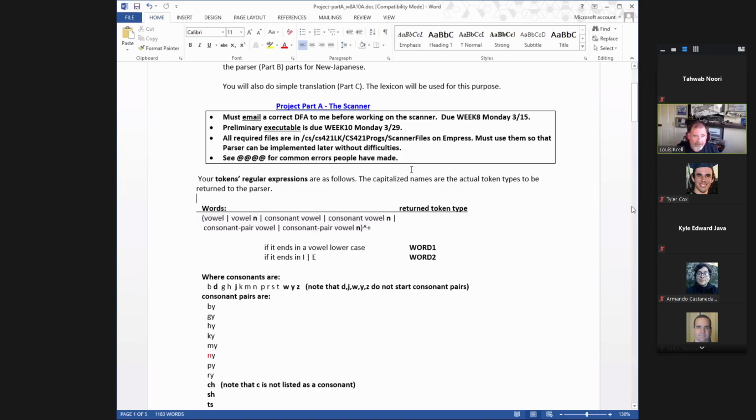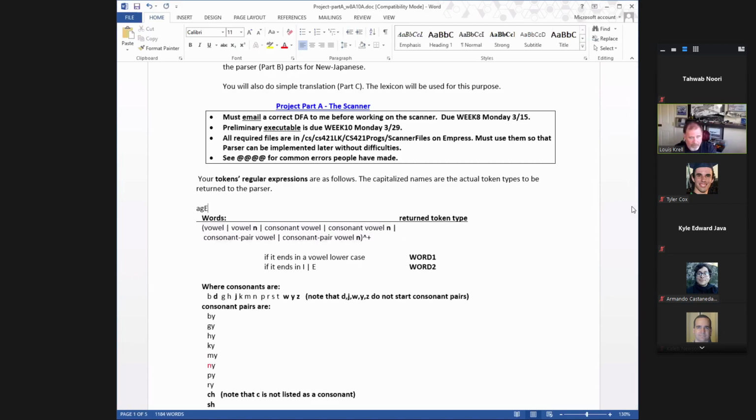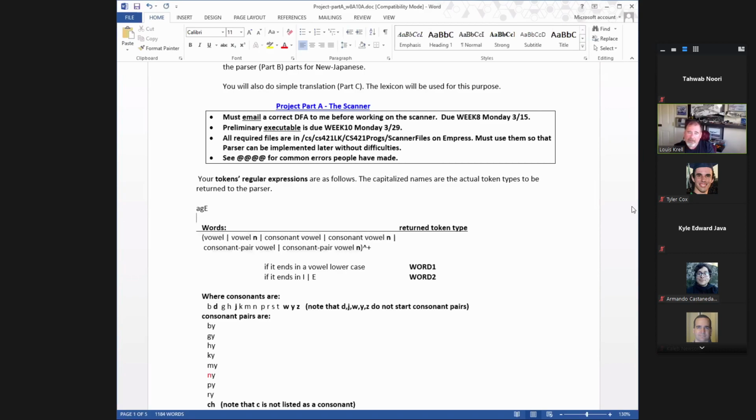Because what you're going to find is there's a Japanese word, AGE, which is a vowel, a consonant, and a vowel. So that word is satisfied by our regular language because we said it had to have one of these. So it has a vowel, it has a consonant, followed by a vowel. So it's got this, and it's got this. Everybody see that? Good.